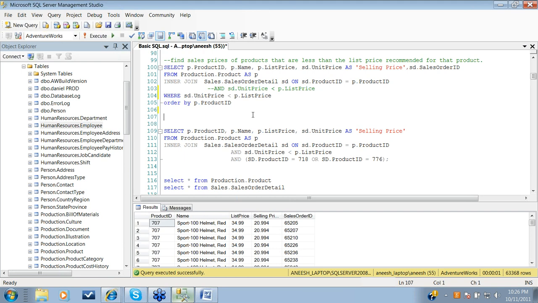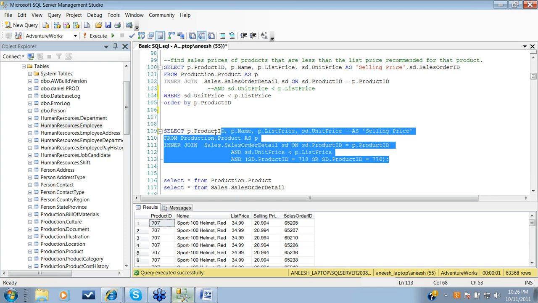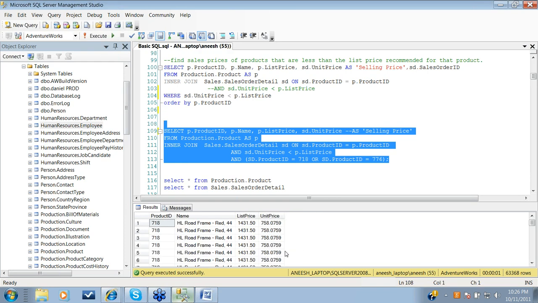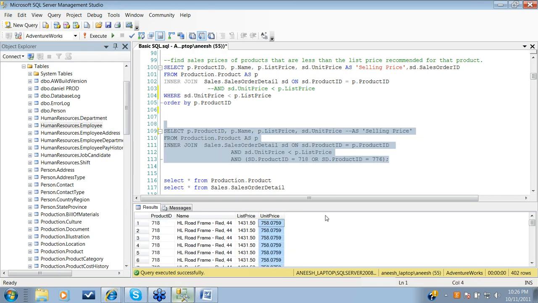Yes. I'm still not clear on this: when you did the select P.ProductID, P.Name, P.ListPrice as SellingPrice, why did you name this as selling price? Well, this is a dynamic name. I commented out, and if I execute this, it is going to be the unit price.